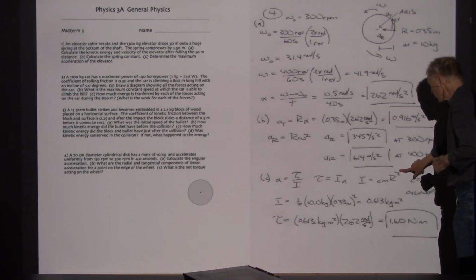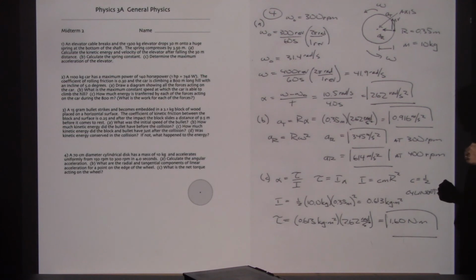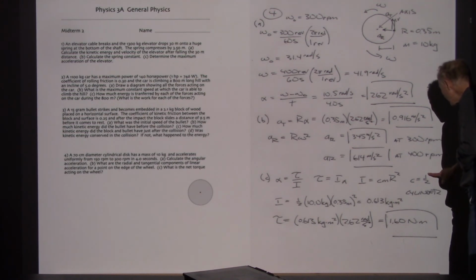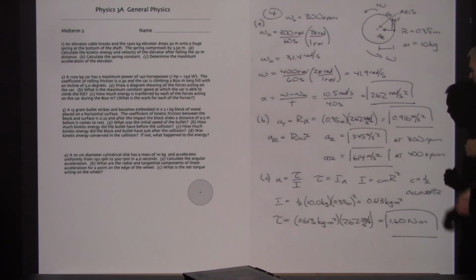So the rotational inertia can be calculated as c m r squared with a shape factor of 1/2 for the cylinder. That gives me a rotational inertia of 0.613 kilograms meters squared. And then to calculate the torque, we take that rotational inertia and multiply by the rotational acceleration. It says that we would need a torque. It's not a very large torque, 1.60 newtons times meters. Sorry, the torque is going to be in newtons times meters.